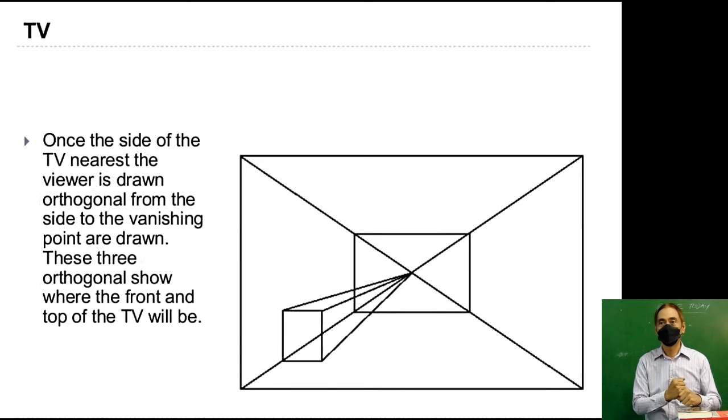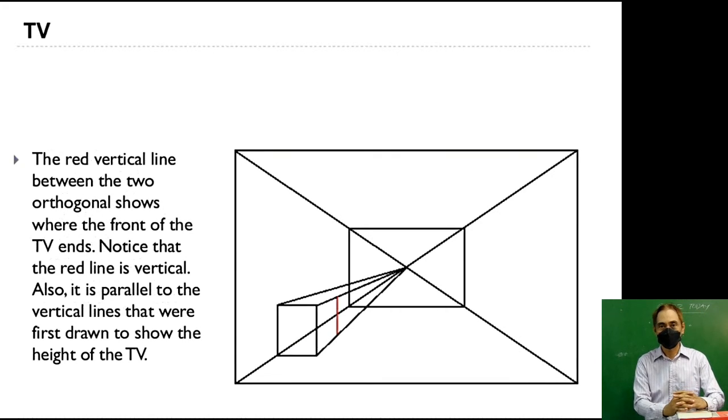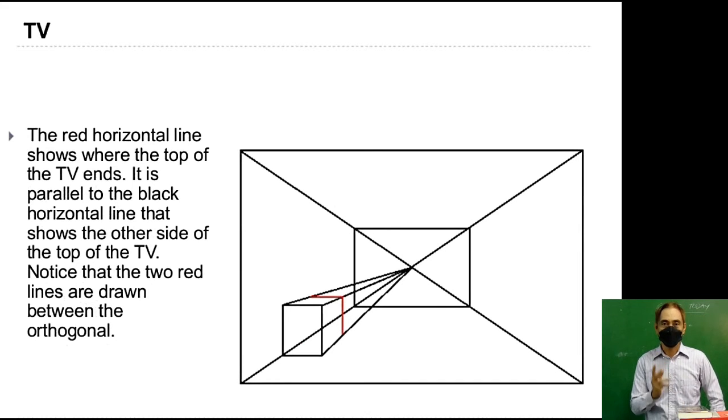Once the side of the TV nearest to the viewer is drawn, orthogonals from the side to the vanishing point are drawn. The red vertical line between the two orthogonals shows where the front of the TV ends. Notice that the red line is vertical. The red horizontal line shows where the top of the TV is. It is parallel to the black horizontal line that shows the other side of the top of the TV.